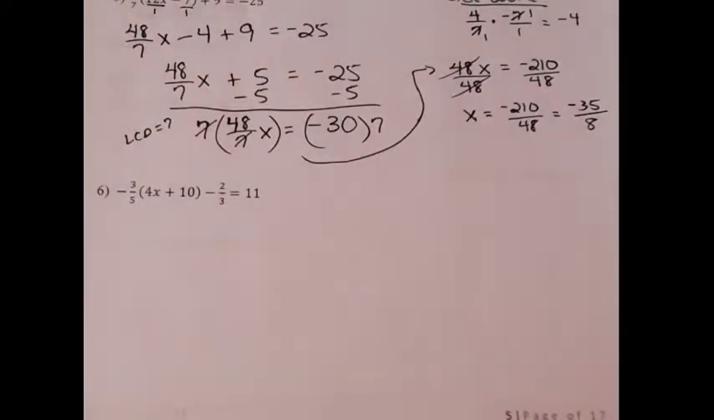Negative 3/5 times 4x plus 10 minus 2/3 equals 11. Give us your best shot, starting now. Okay, so let's take a look at this problem. So the first thing you will want to do is to distribute to drop parentheses. And then, as Claire suggested, we're going to multiply by 15 because that is our LCD.